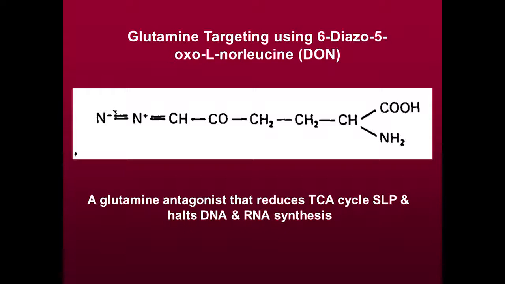It comes in, it blocks the glutaminase activity, you can't take it up, it just gums up the whole glutamine system. It reduces TCA cycle substrate level phosphorylation, which we just heard from Dr. Christopoulos, and it also halts DNA and RNA synthesis. What happens when we treat these tumors now with the ketogenic diet and this glutamine inhibitor?